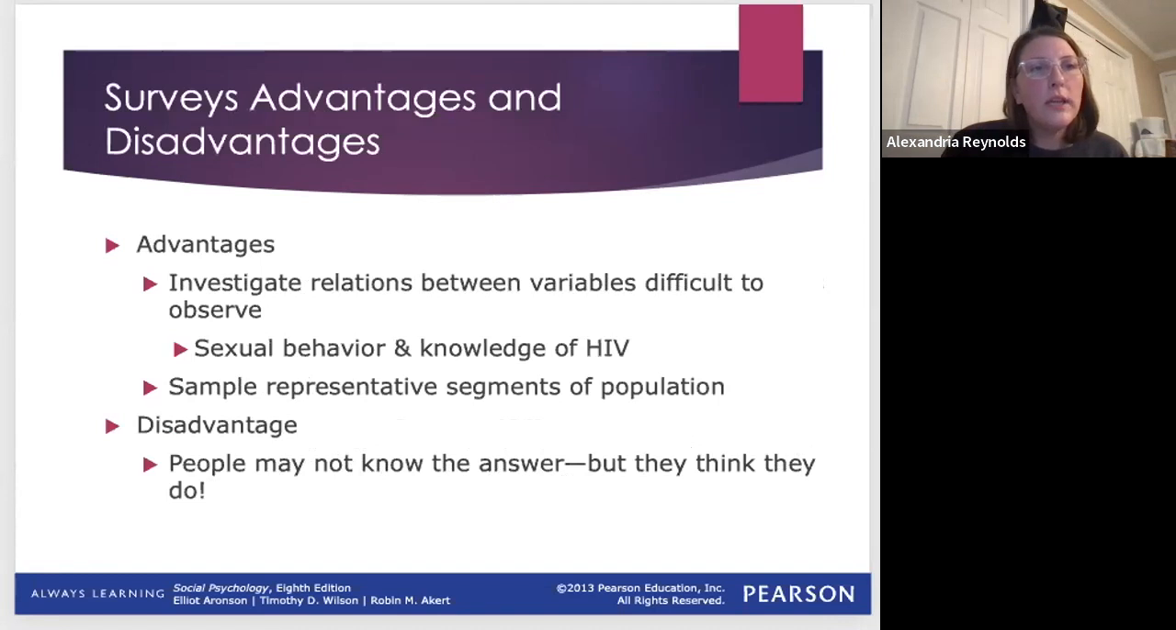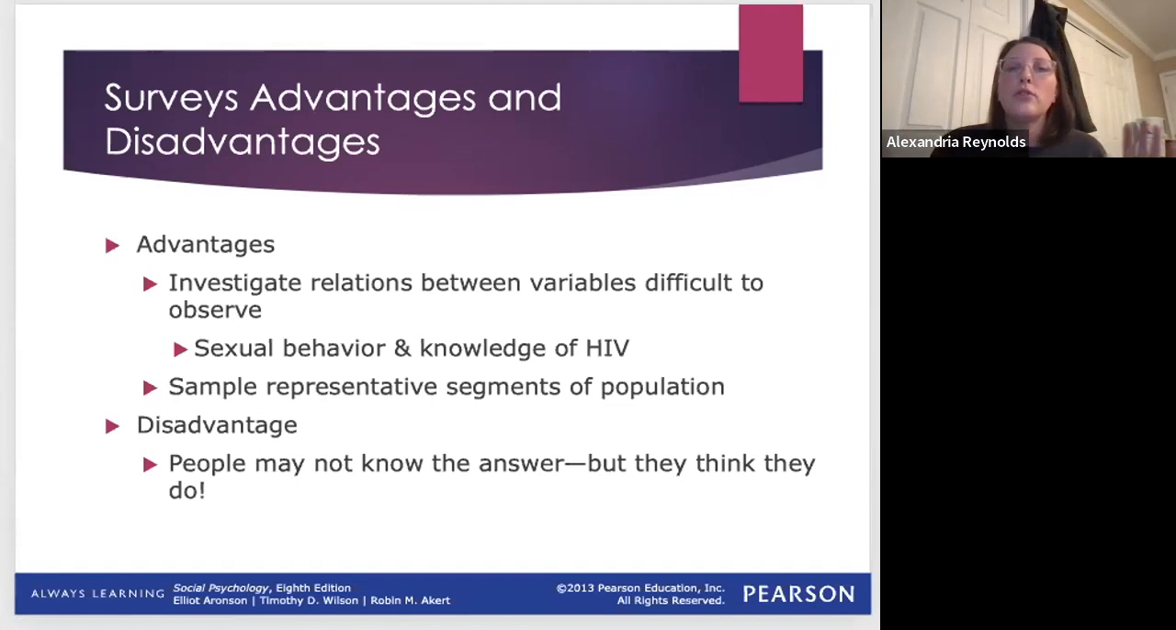Now, looking at some of the advantages to surveying people and then being able to generate these correlations, the good thing about surveys is that we can look at behaviors that are normally very difficult to look at without simply asking people. We can't really observe people in the bedroom and their sex habits, so we ask them, how often do you have sex? How many partners do you have? And we can ask them how much they know about different diseases, like AIDS, HIV, things like that.